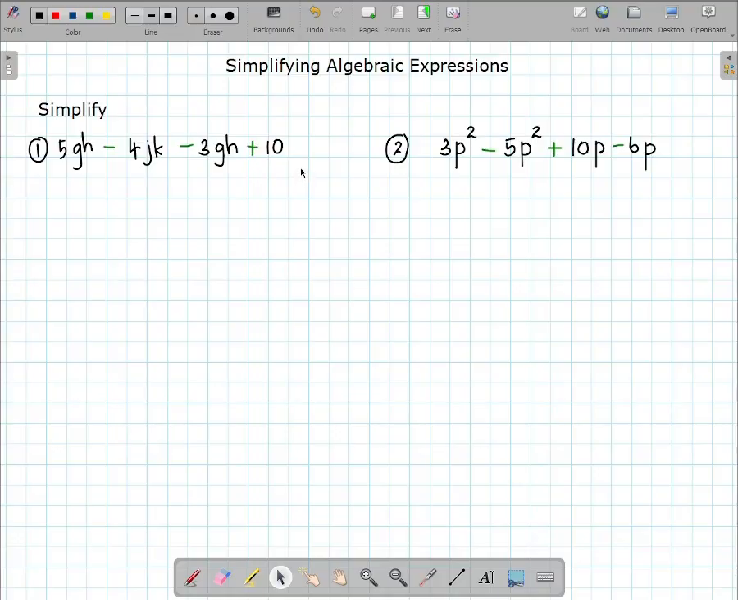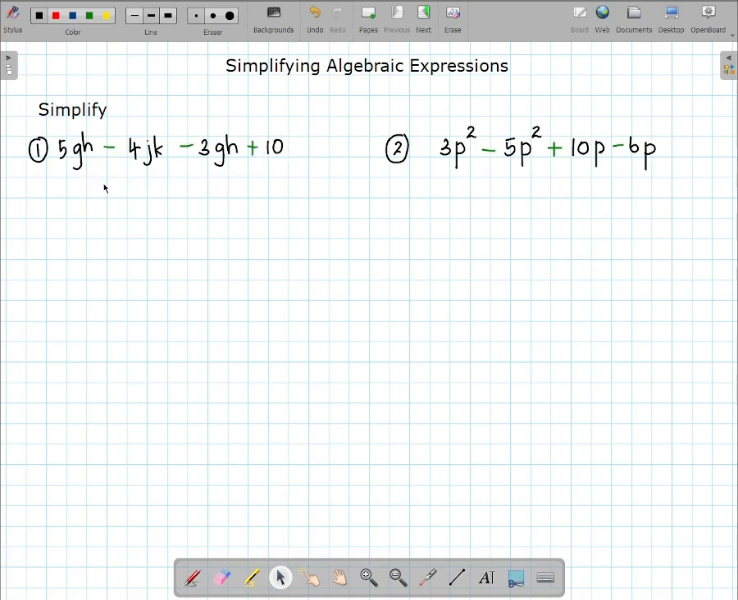Hi, today we are going to talk about simplifying algebraic expressions. First example, simplify 5gh minus 4jk minus 3gh plus 10.